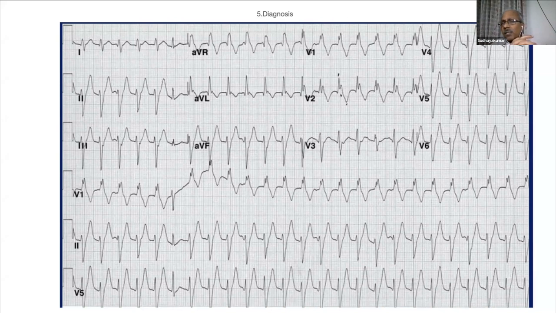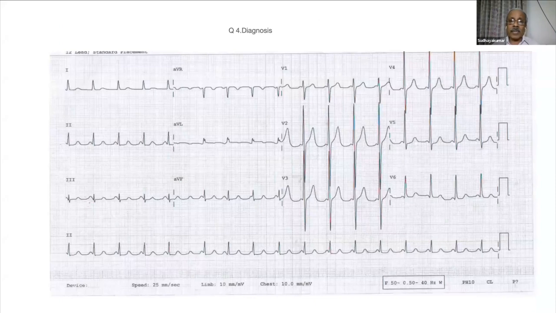Pure VT, I may not give full marks. No, Doctor, it's not a pure VT. It has to be a fascicular ventricular tachycardia. Fascicular VT. Dr. Simna gave the correct answer, sir. Left posterior fascicular. Yes, sir, that's the correct answer, that's the best answer.